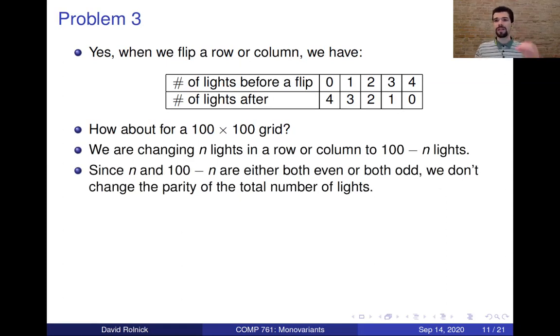If you haven't seen that word, parity is just whether it's even or odd. So if the total number of lights starts out as even, it's going to stay even. If the total number of lights is odd, then it's going to stay odd. That's because each time we flip some lights, we're only changing the total number of lights by an even number. We don't know exactly what that even number is, but we're changing it by some even number. So what does that mean? How do we finish the problem?